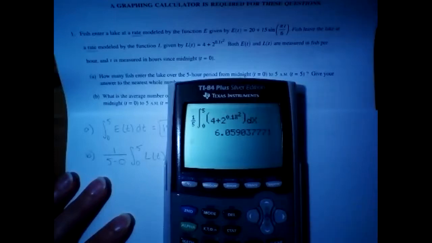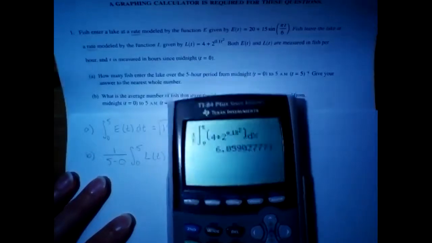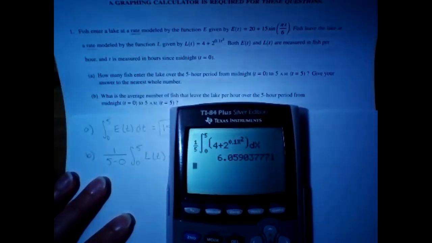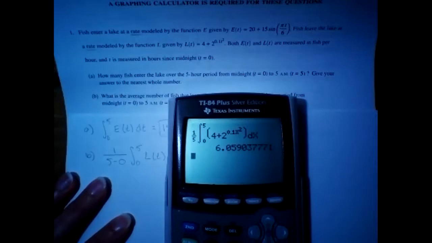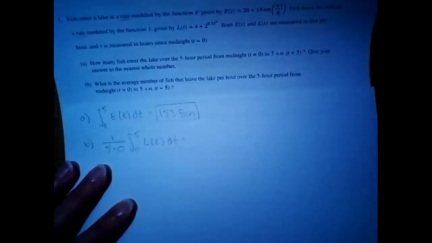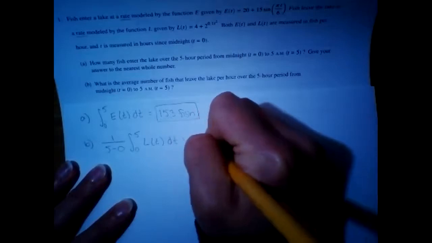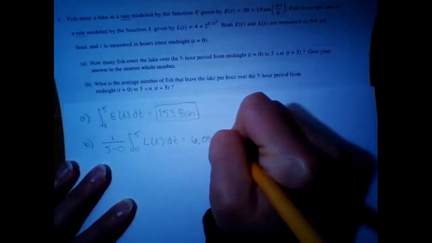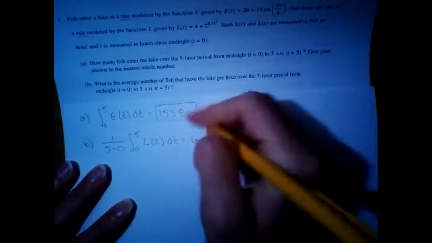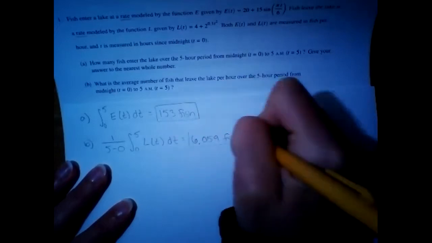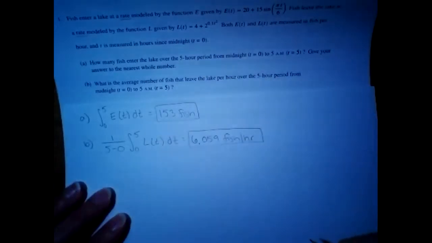Now this is a rate of change. It's the average number of fish per hour. So we can decimal point this one. Also they did not say round to the nearest whole number, so you need to do 3 decimal points. 6.059 fish per hour. So on average, that's the rate at which they are leaving on the interval 0 to 5.